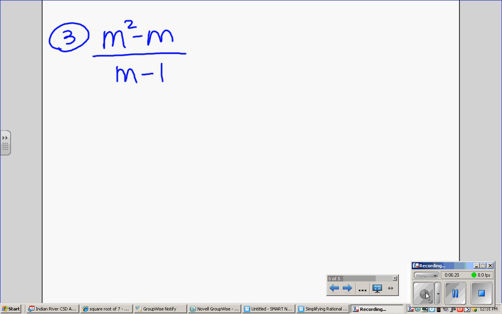Number 3, m squared minus m divided by m minus 1. When again you notice there's adding or subtracting, you need to try to factor. The top, both of these terms have an m. So it's a greatest common factor. I take an m out of each term. The denominator can't be factored. So once it's all factored, I see if any of the factors are exactly the same. The m minus 1's cross out. We're just left with m.